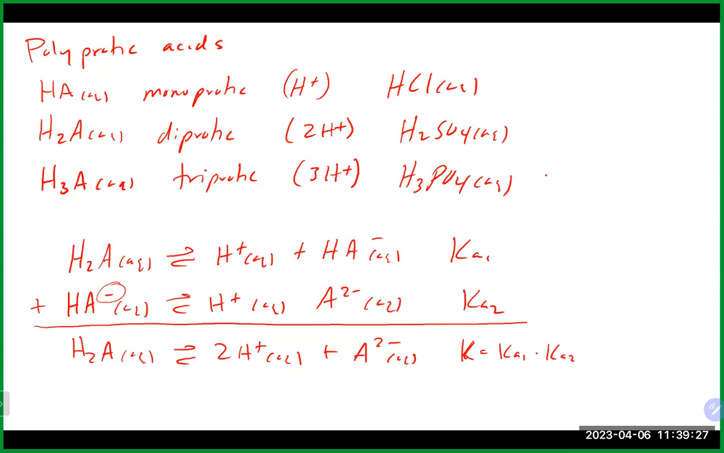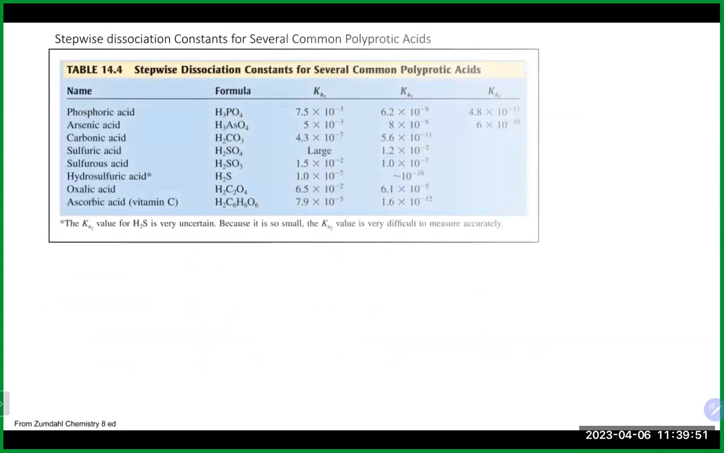All right, so when we look at polyprotic acids and we want to do some calculations, there's a few things that we kind of do when we do these type of calculations. So let's take a look at a table here, some of these values here. So here's a table. You have a similar table in your book of some polyprotic acids.